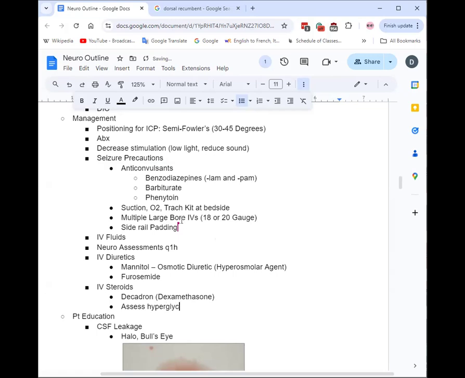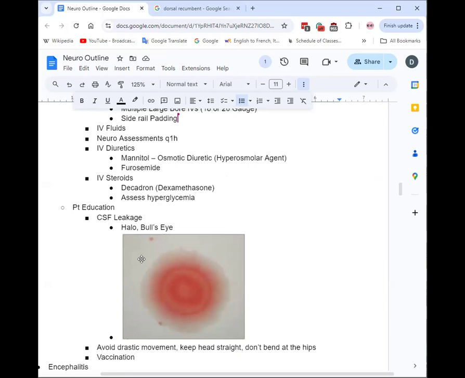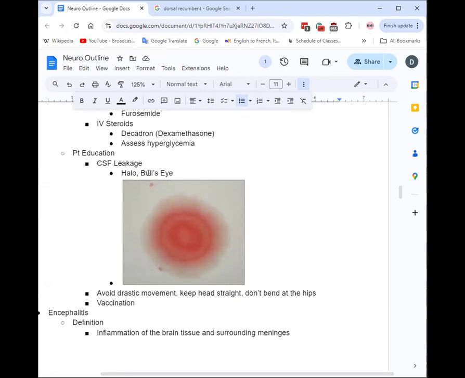Causes hyperglycemia, exactly. And like I always say, the steroids they usually give are called glucocorticosteroids, so the word glucose is already in the name. That's an easy way to remember that. Awesome. So that's pretty good. Let me see if there's anything else. We can move on to patient education. We talked about CSF leakage. Why does it cause hyperglycemia again?